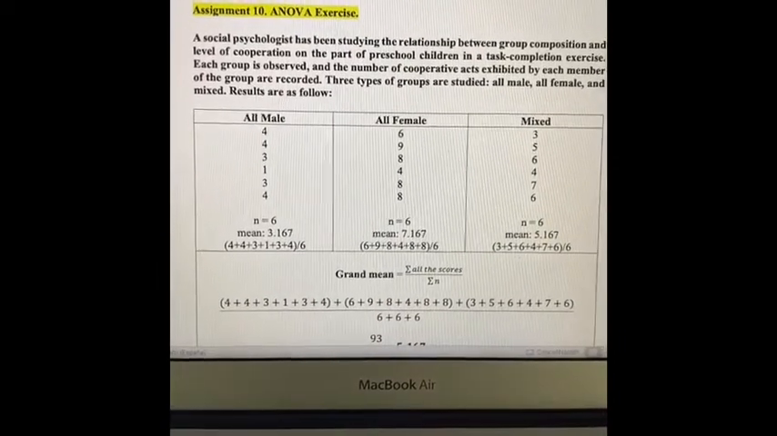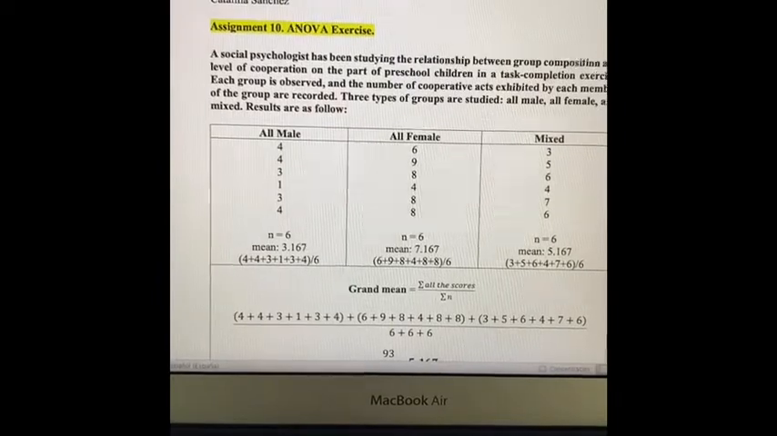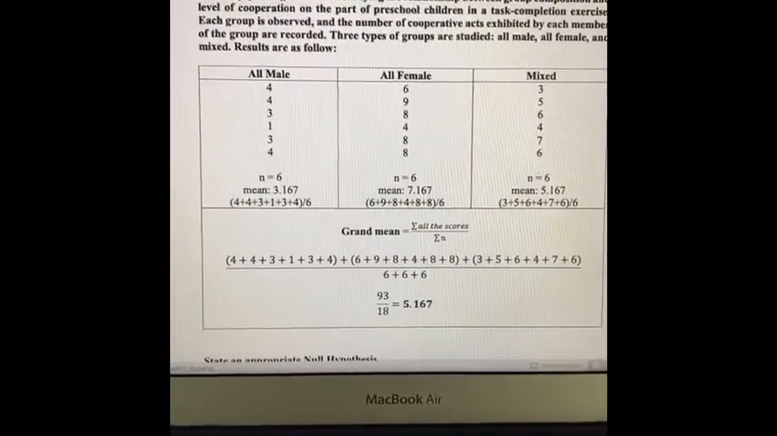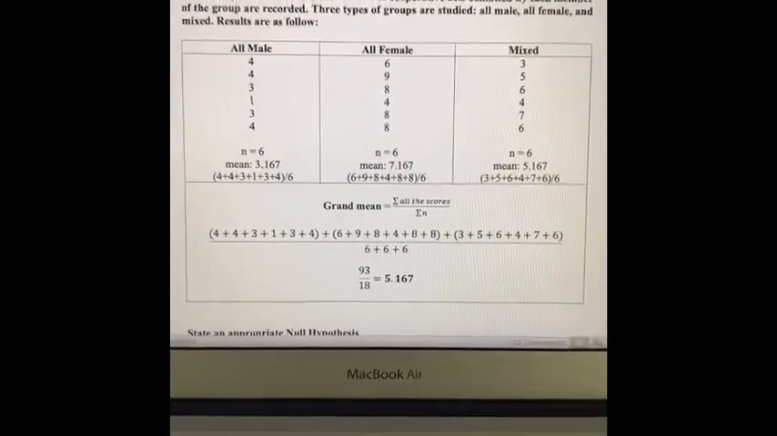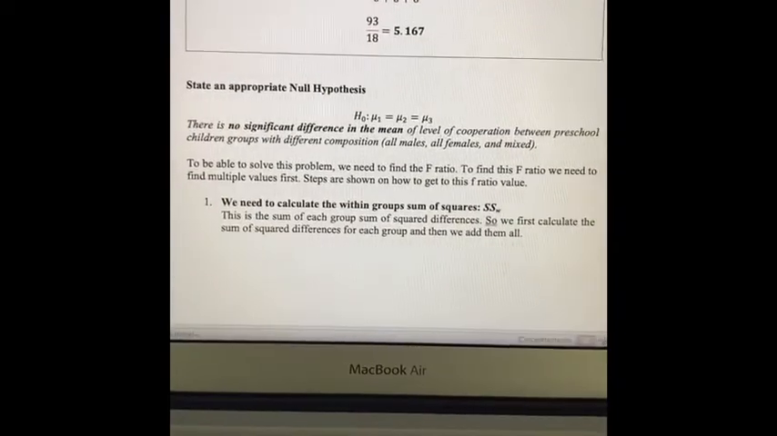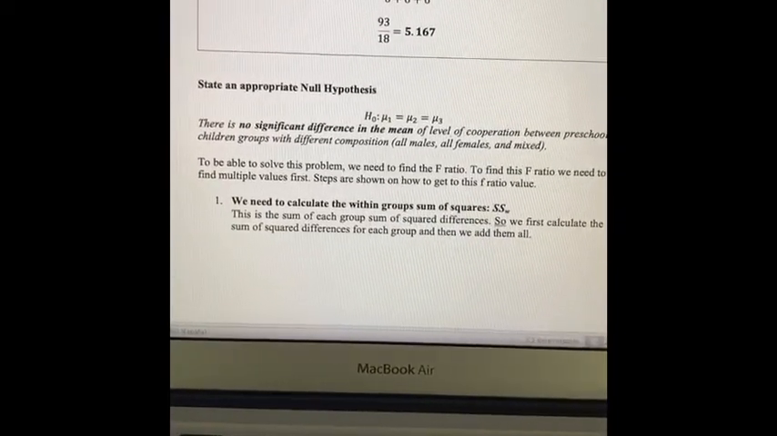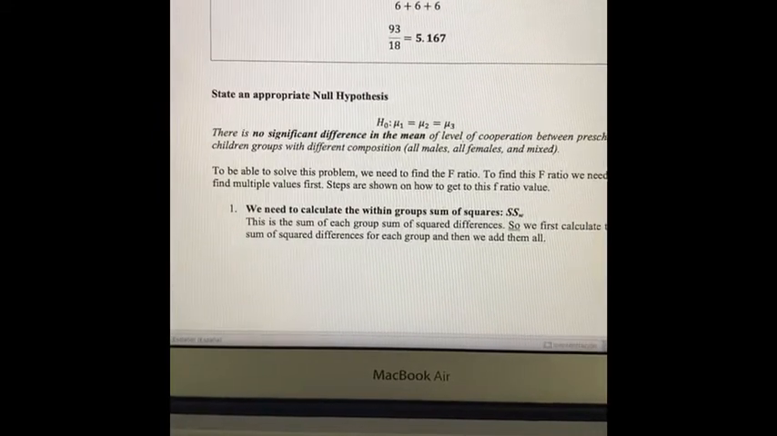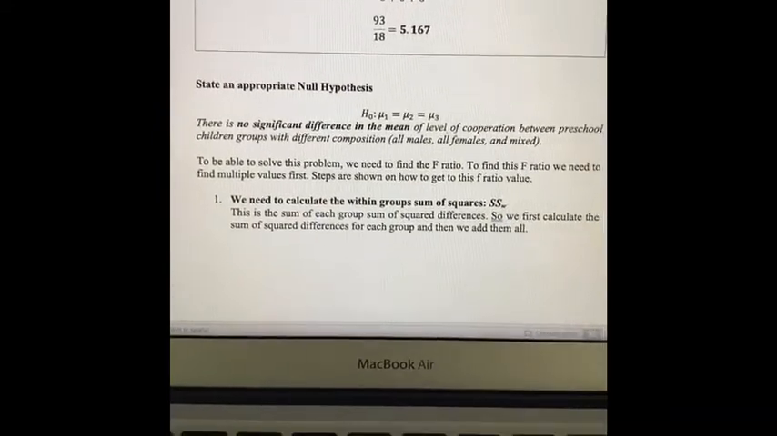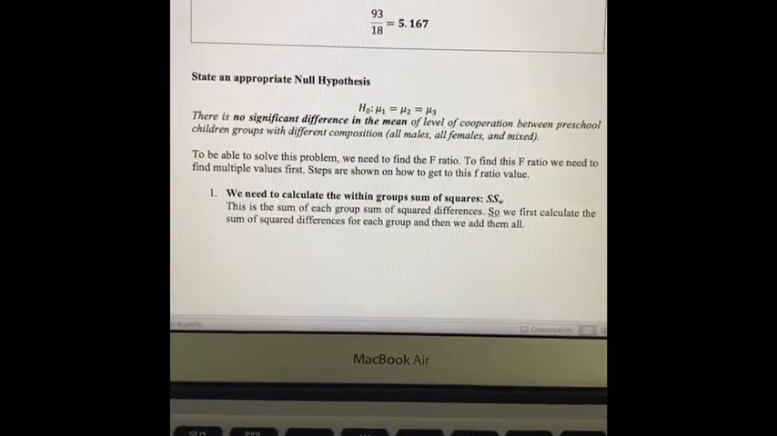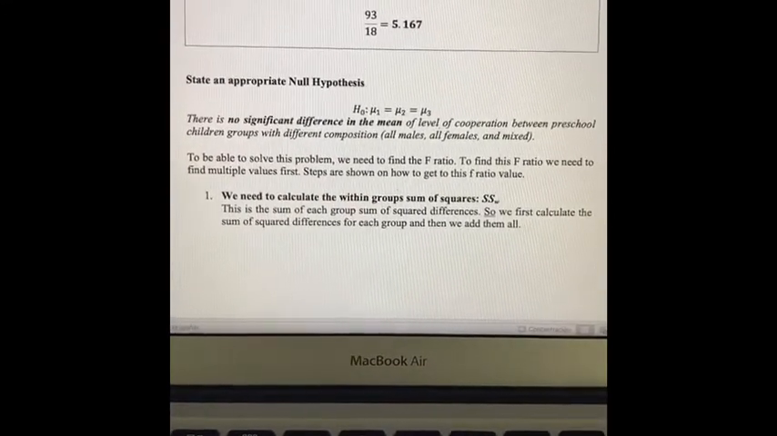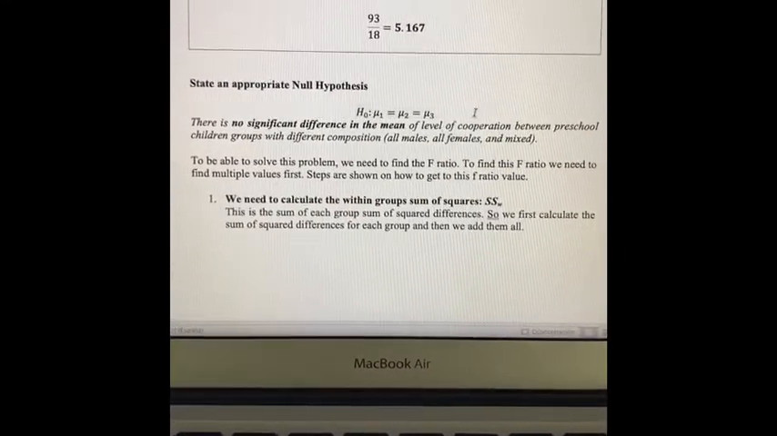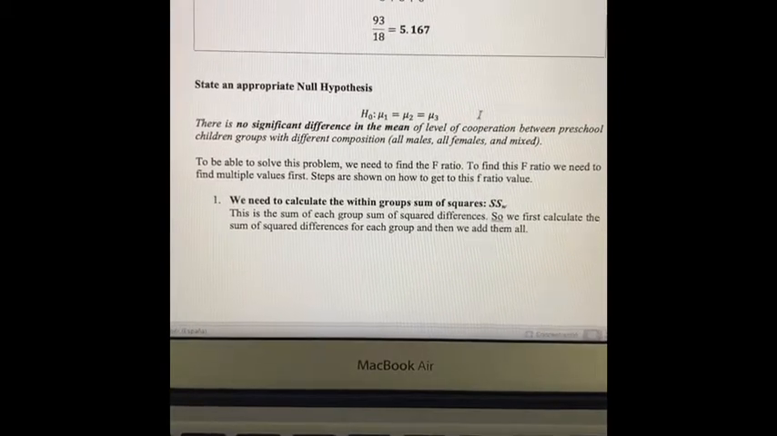So first we need to find each independent group mean, and then we find the overall mean, which is shown here in the table. Then we state our null hypothesis, which is that there's no significant difference in the mean of the level of cooperation between preschool children groups with different composition. So here you can see the mathematical way to write it.